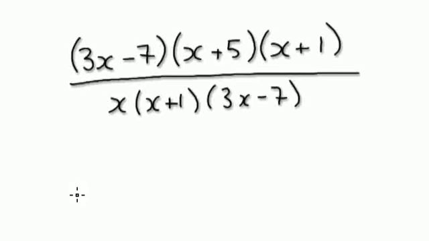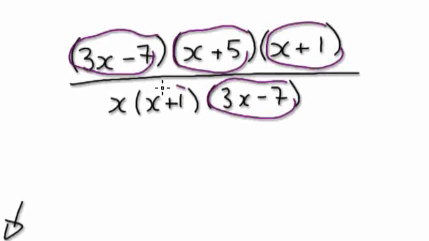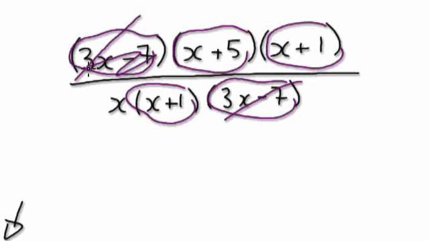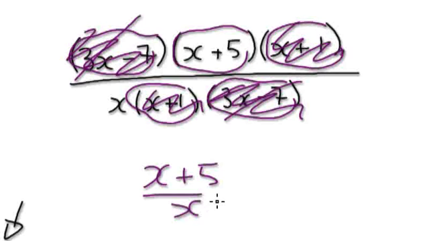So here, simplify this. So press pause and have a go. So here you can imagine this as being one bubble multiplying with this bubble, multiplying with this one, and then at the bottom you've got this bubble multiplied with this bubble. And it turns out that this one here cancels out with this one, so you can forget about this. You can forget about this, and this one here cancels out with this one here. So all that you have left is x plus 5 over x.